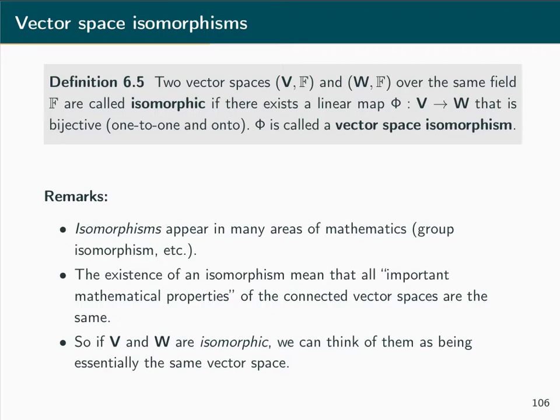So for any type of vector calculations, for instance on the vector space V, we could use our isomorphism phi to bring all the data into the vector space W, perform our operations in W, and then use phi inverse to bring the results back into the vector space V. And what we get is exactly the same results as if we did the calculations in the vector space V. So hence, if V and W are isomorphic, we can think of them as being essentially the same vector space, because every calculation in V and W is paralleled by the other.